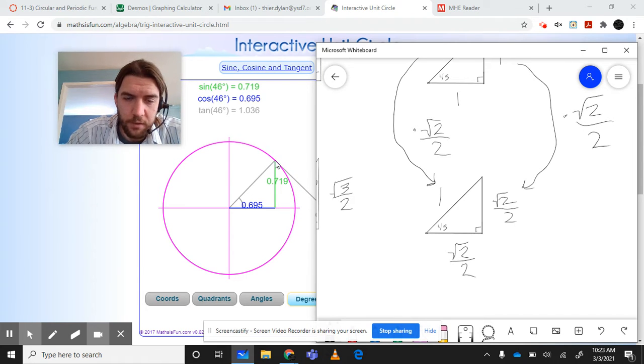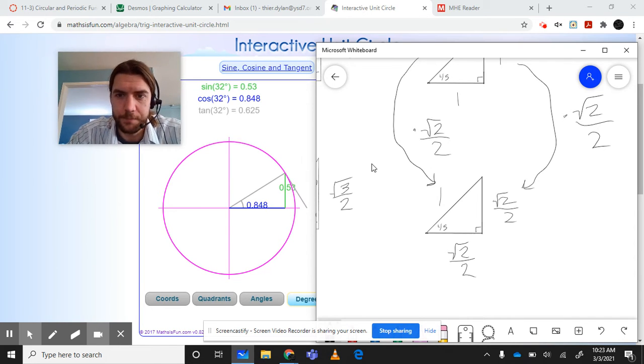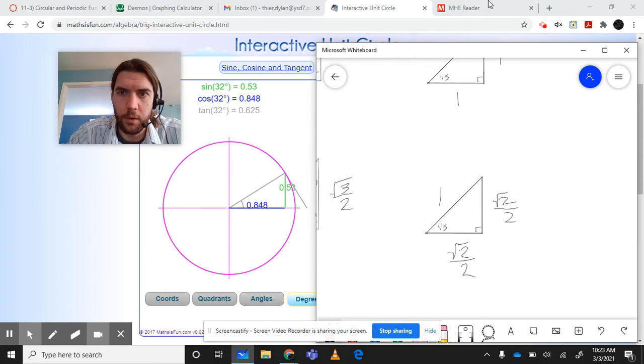So evidently, based on this, they don't give us fractions with radicals in them. They just give you the decimal. So square root of 2 divided by 2 apparently is 0.707. Okay, let's move on with what they're saying out of the book.